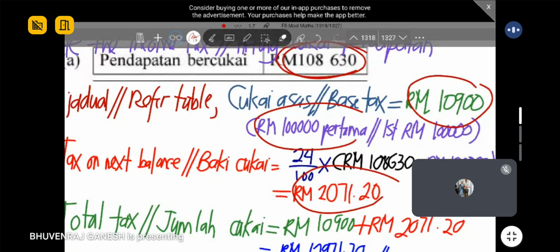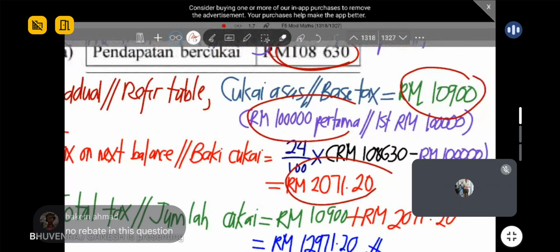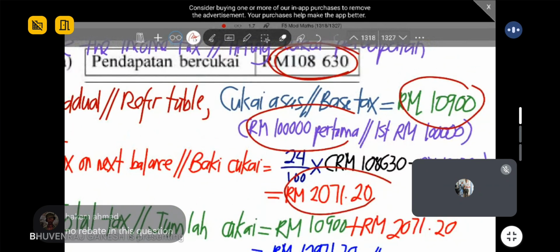should I like minus RM 400? Should I like minus zakat fitrah? Anything? Yes or no? What do you all think? Yes. Okay, there is no rebate in this question. Okay, tak ada rebat. Why no rebate, guys? Try to recall. Mengapa tak ada rebat dalam soalan ni?